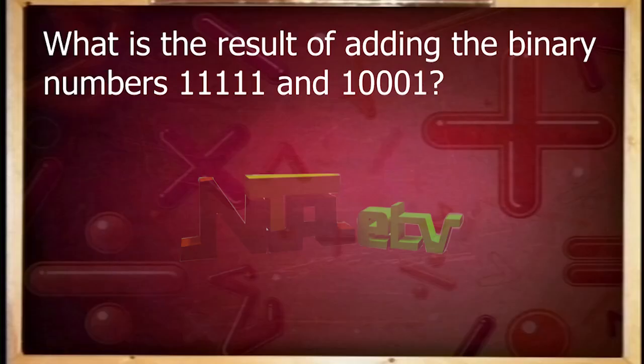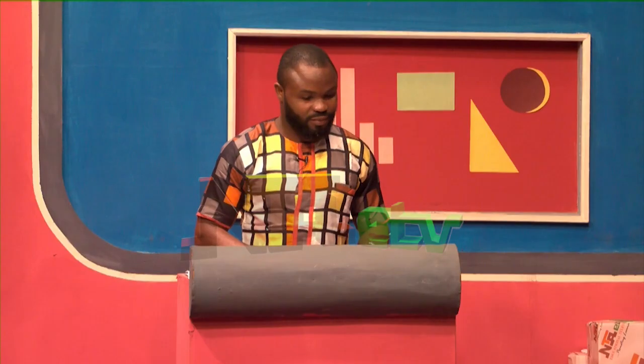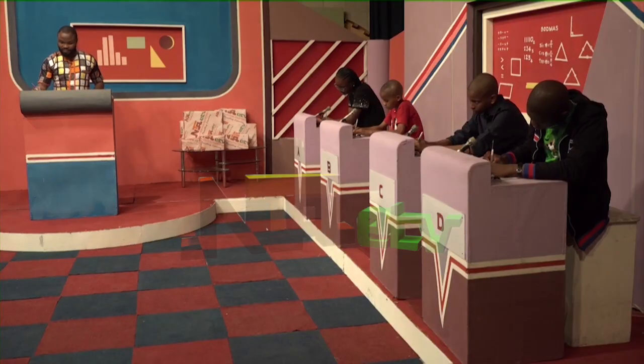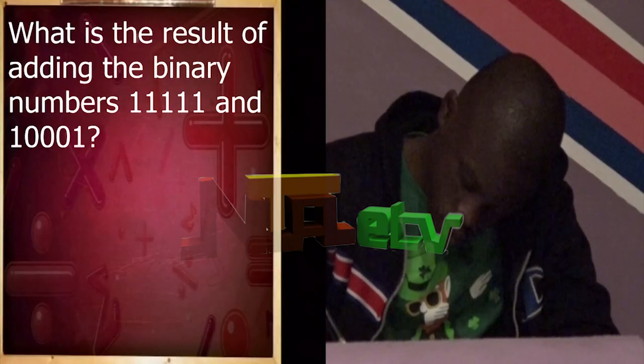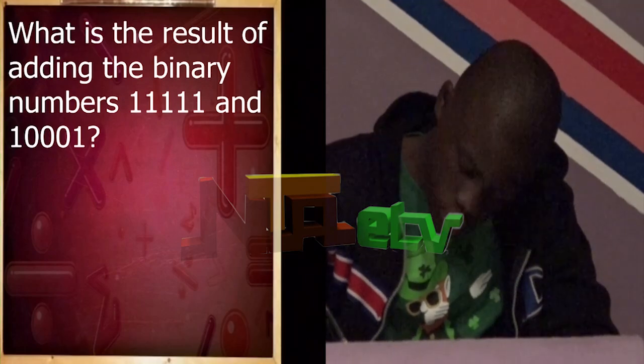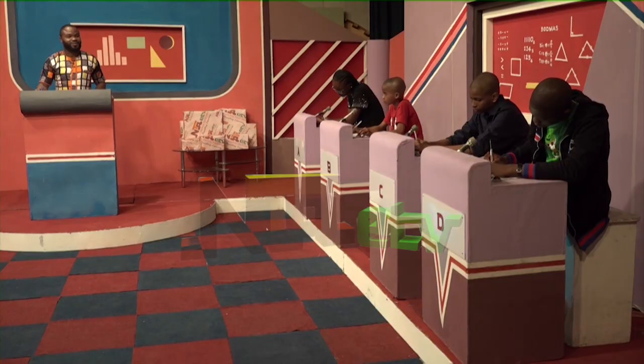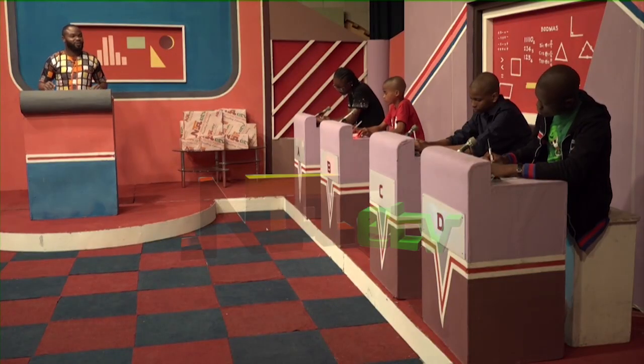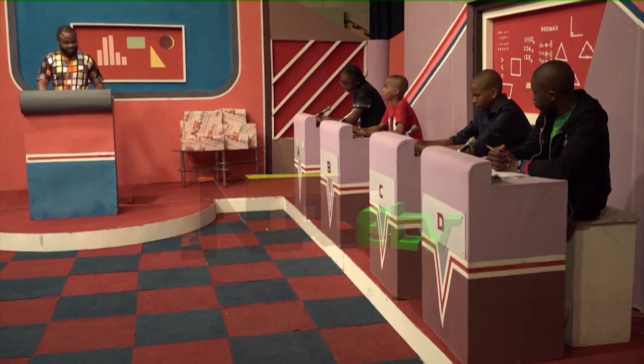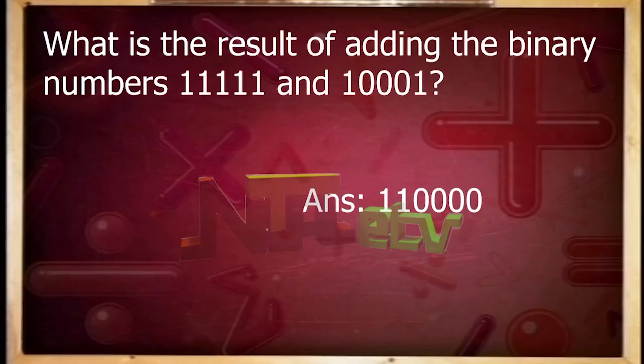Contestant D, your question. Question 5. What is the result of adding the binary numbers 11111 and 10001? Your time is up. A bonus question to contestant B. 110000. That is correct.